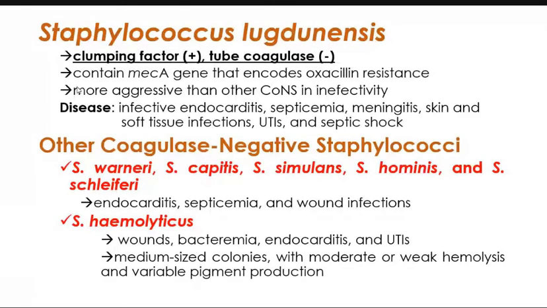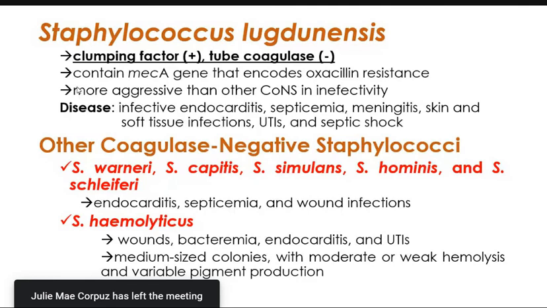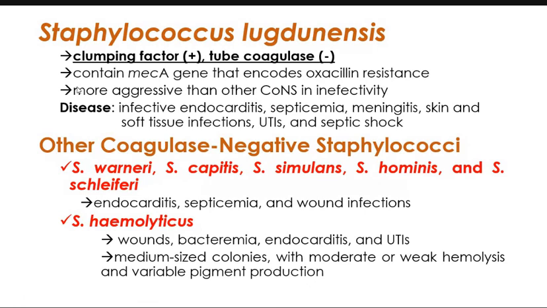So what are the different diseases that lugdunensis can also cause? It can cause infective endocarditis, septicemia, meningitis, skin and soft tissue infections, also urinary tract infections, and septic shock. So, other coagulase negative staphylococcus, kasi if you remember, sabi ko kanina, ang ating coagulase positive is Staphylococcus aureus lang. And then you have your coagulase negative staphylococcus wherein we're considering epidermidis and saprophyticus. But to join saprophyticus and epidermidis, meron pa tayong Staphylococcus warneri, Staphylococcus capitis, simulans, hominis, and schleiferi.